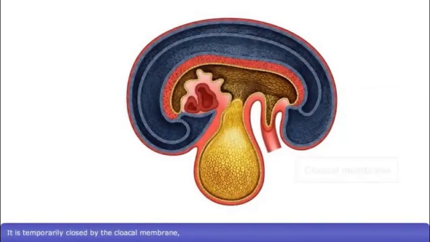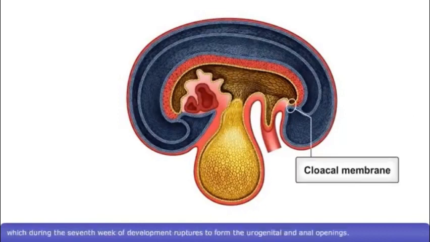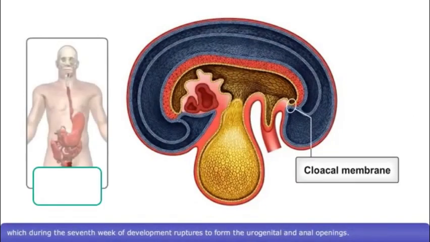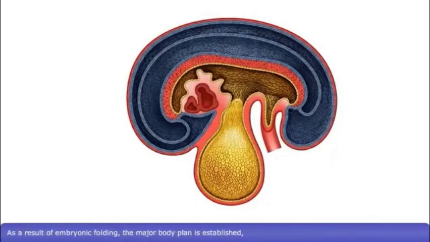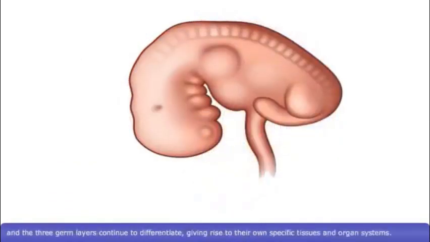It is temporarily closed by the cloacal membrane, which during the seventh week of development ruptures to form the urogenital and anal openings. As a result of embryonic folding, the major body plan is established, and the three germ layers continue to differentiate, giving rise to their own specific tissues and organ systems.